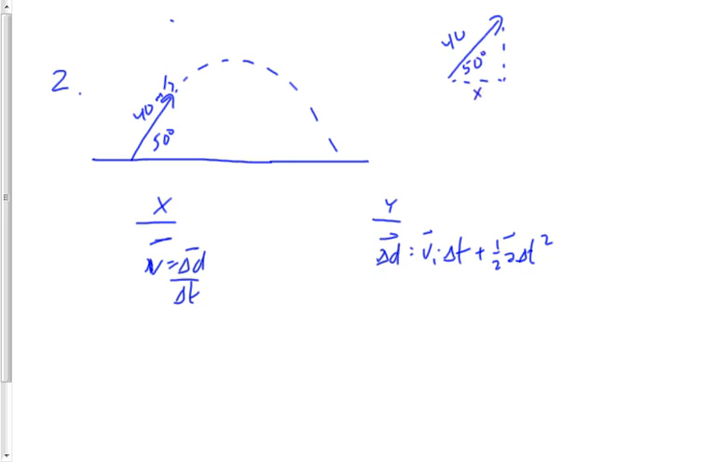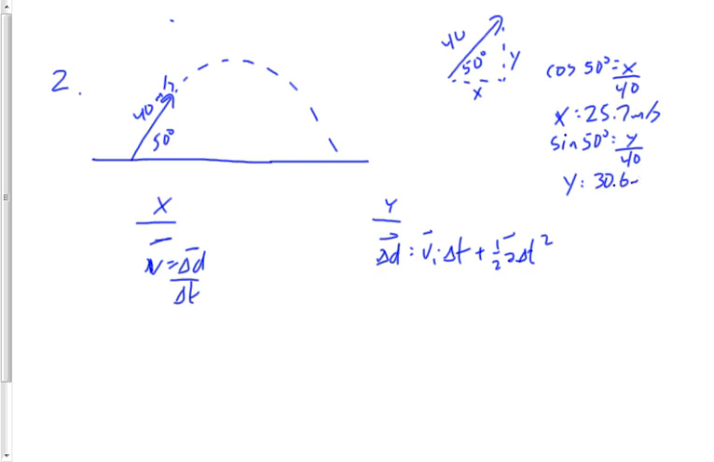Here's our 50 degrees right here. This is our x side. This is our y side. Cosine 50 degrees is equal to x over 40. X ends up being equal to 25.7 meters per second. Let's find the y component. Sine 50 degrees is equal to y over 40, the opposite side over 40. The y component ends up being equal to 30.6 meters per second. So what I've done here is gotten rid of the 40 meters per second at 50 degrees and changed it into a 25.7 to the right and a 30.6 upwards.